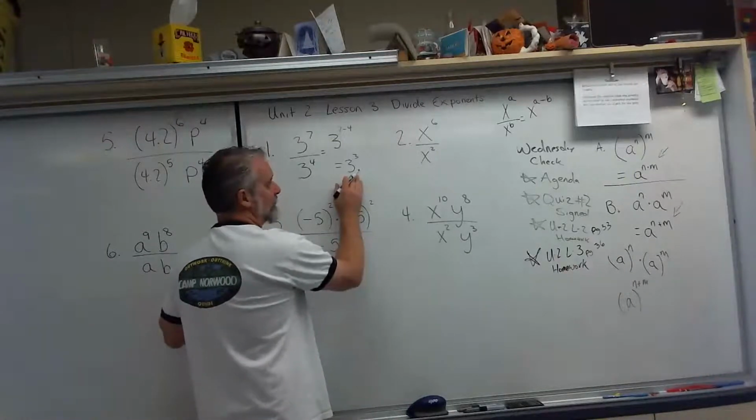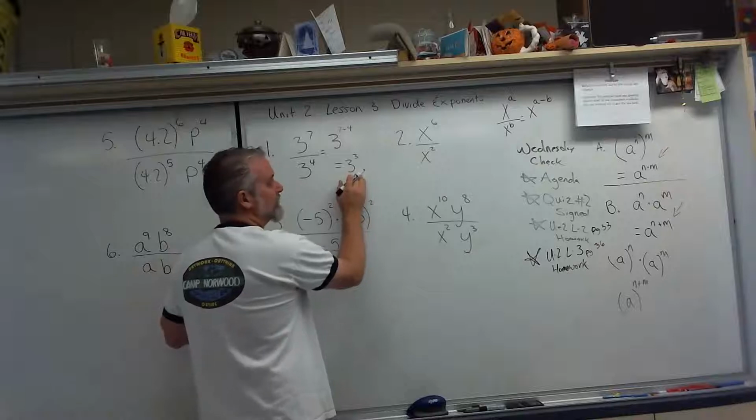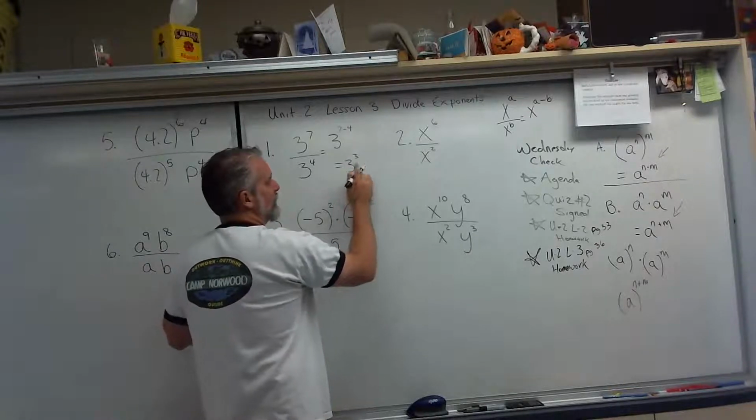So 3 times 3 times 3 again. 3 times 3 is 9. Times 3 is 27.